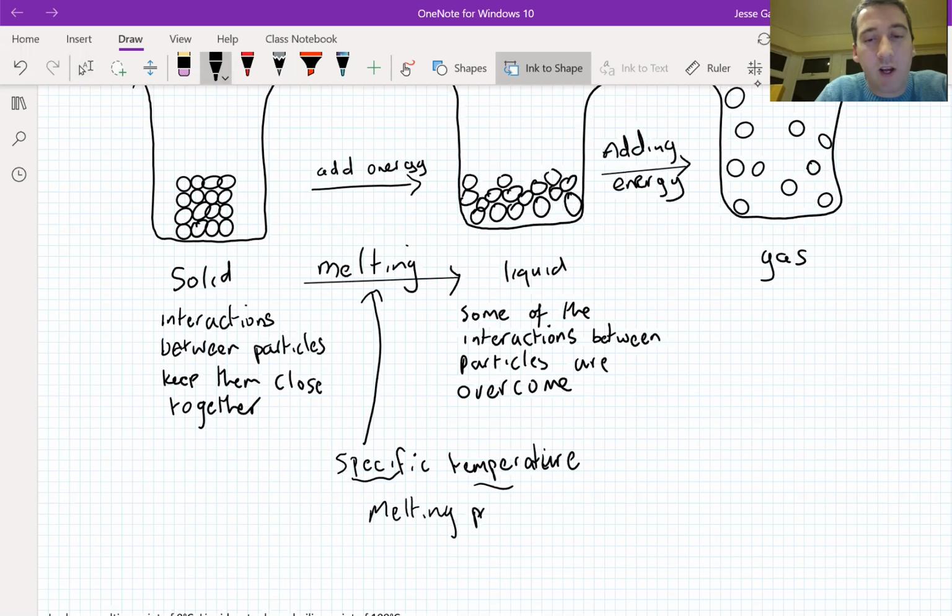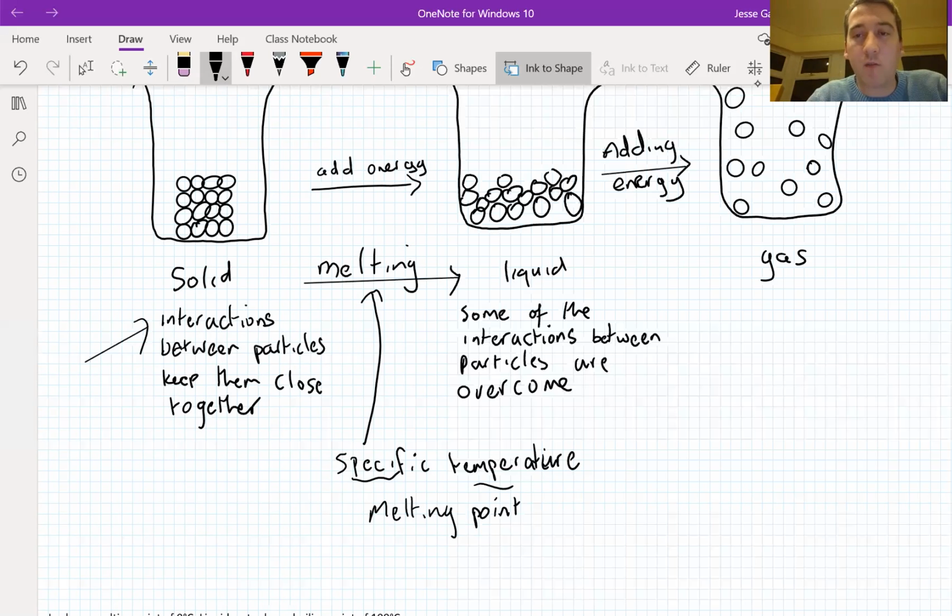Again, it's really important to note that different substances will have different melting points. That's because different substances have different strengths of interactions between the particles, so they need different temperatures to make them melt.